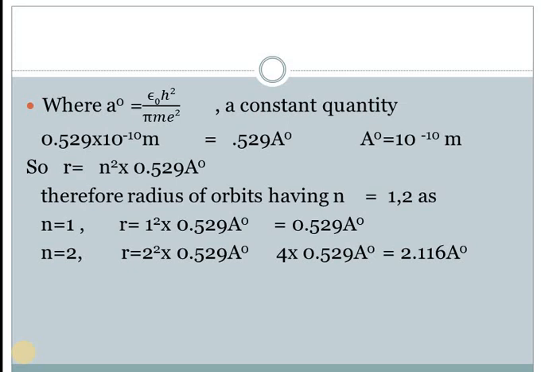If we are changing the value of n, that is it can be 1, 2, 3, any such value, then if n is equal to 1, our r is equal to 1 square into 0.529 angstrom. So our value will be 0.529 angstrom. And if n is equal to 2, then r is equal to 2 square, which is 4 into 0.529 angstrom, which is equal to 2.116.